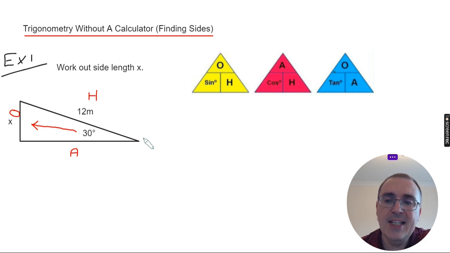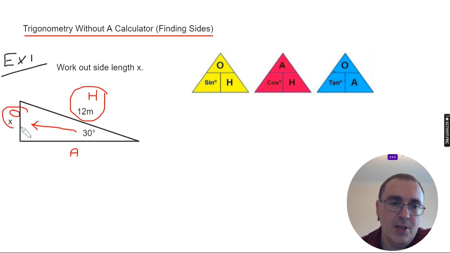The next thing we need to do is select the correct trigonometric formula. I've already written down SOHCAHTOA above, so we just need to choose the correct one. We're given the hypotenuse and we need to work out the opposite side. It's nothing to do with the adjacent side. So which formula has the opposite and the hypotenuse? It's looking like the first formula, which is sine. So we need to work out the opposite.